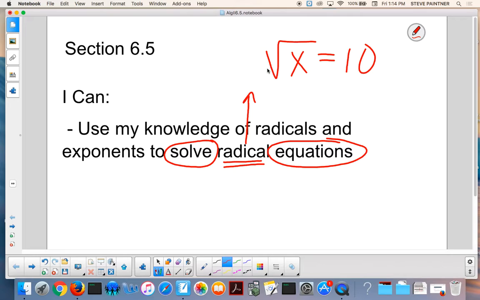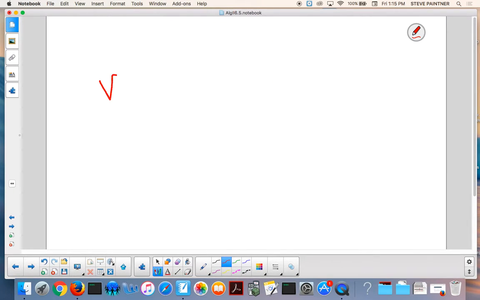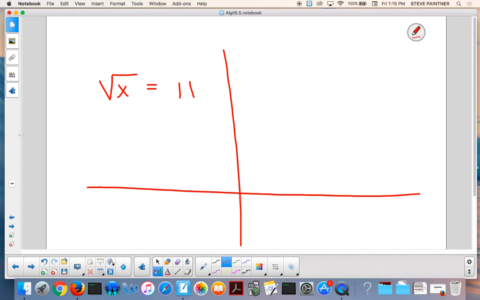Okay, now, before I start this lesson, let me give you a little preview of what you need to know in order to continue. So, here it is. If you were given this problem, I'll just change it to 11, just a little different, okay? Like I said, this is such an easy problem, I think most of you know the answer. What is it? 121. The square root of 121 is 11, but to show your work, how would you do it?